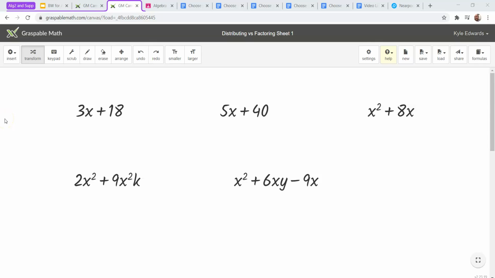Okay, these should look familiar. We just distributed to get these. Now what we are going to work on, and this is a little prerequisite skill that we need, is going backwards. Where did this come from? There's some number that I put inside of some parentheses to make it look like this.